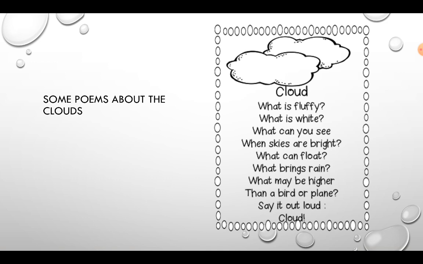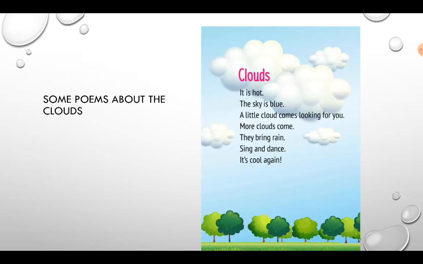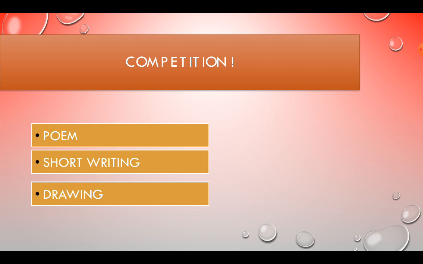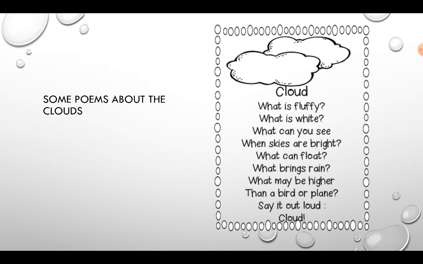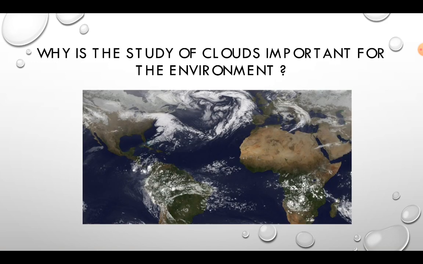On the 5th of June, since they celebrate World Environment Day, we're making this competition. In this competition, as I told you, you can write down either a poem, a short writing, or a drawing. It was very important for me to give you a little bit of information about these types of clouds. Why was it so important that I had to talk to you about these three types of clouds? What do clouds have to do with the environment?